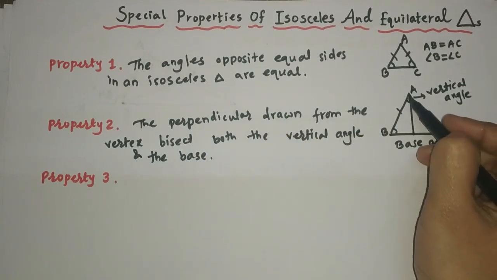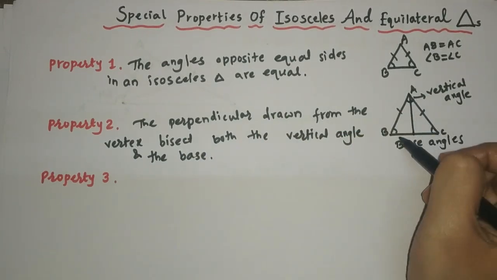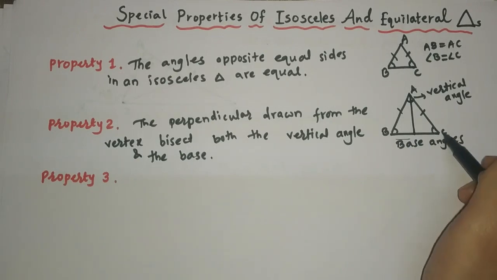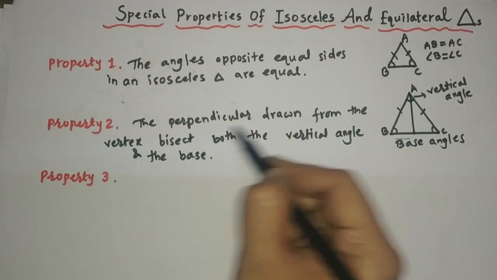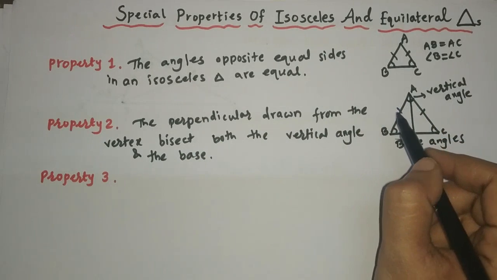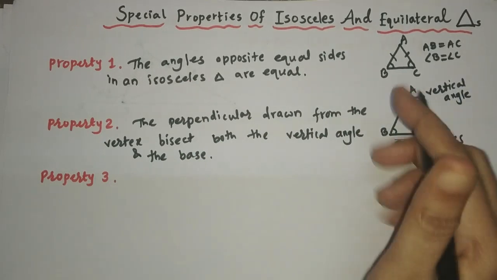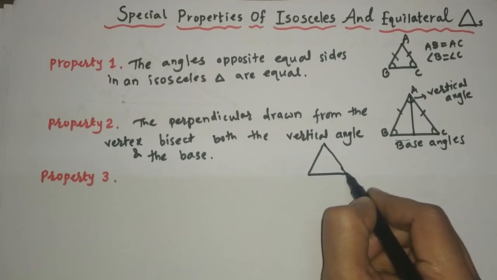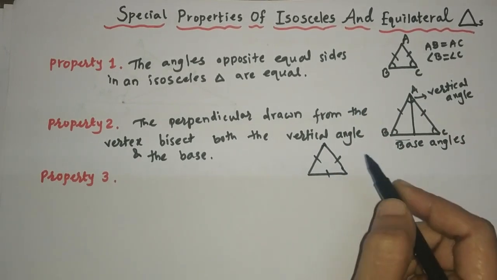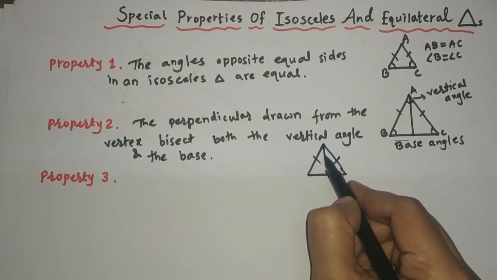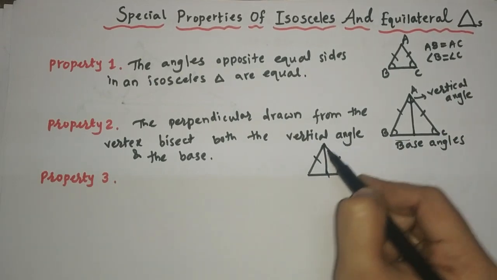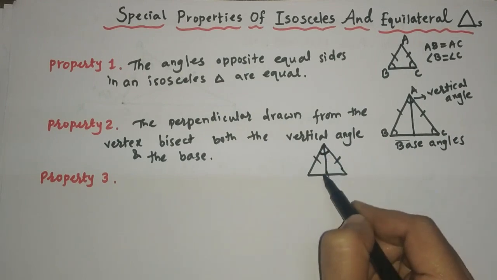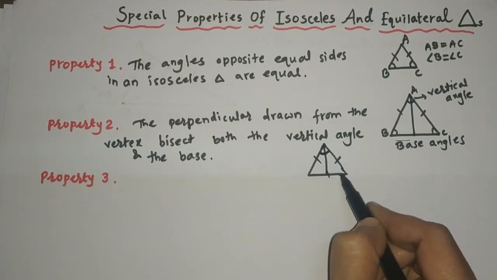This is a perpendicular drawn from vertex A to the opposite side. It bisects this side BC, which is the base, and it bisects this angle A. This is true for an isosceles triangle as well as an equilateral triangle. Suppose this is an equilateral triangle, where all sides are equal, and I have drawn this perpendicular here. It bisects the vertical angle, and the base also.